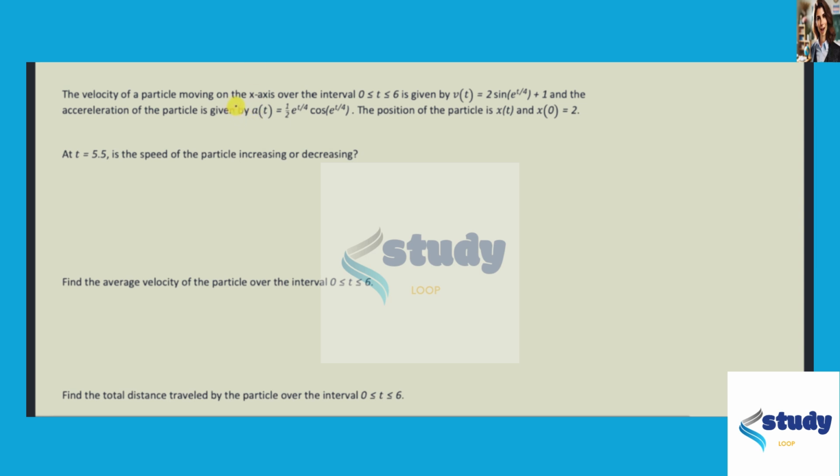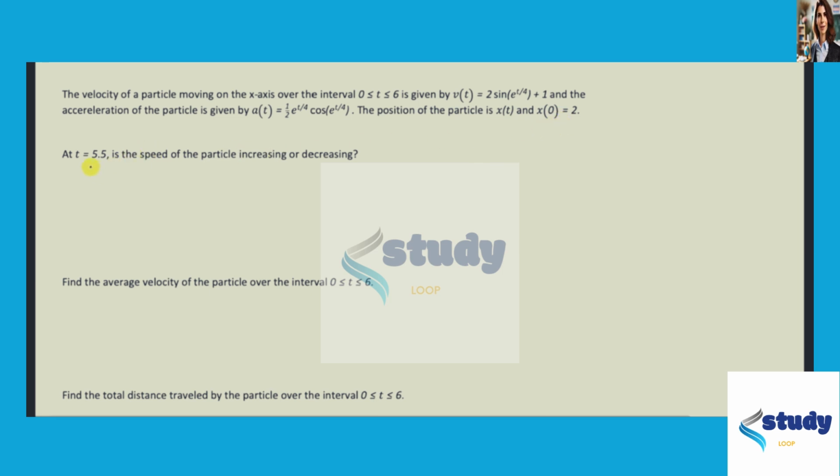The velocity of a particle moving on the x-axis over the interval 0 ≤ t ≤ 6 is given by v(t) = 2 sin(e^(t/4)) + 1. And the acceleration of the particle is given by the function a(t) = 1/2 · e^(t/4) · cos(e^(t/4)). The position of the particle is x(t) and x(0) = 2.